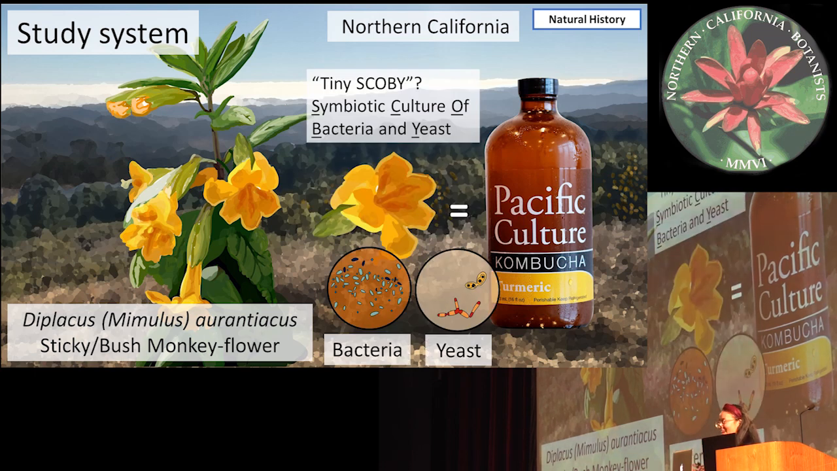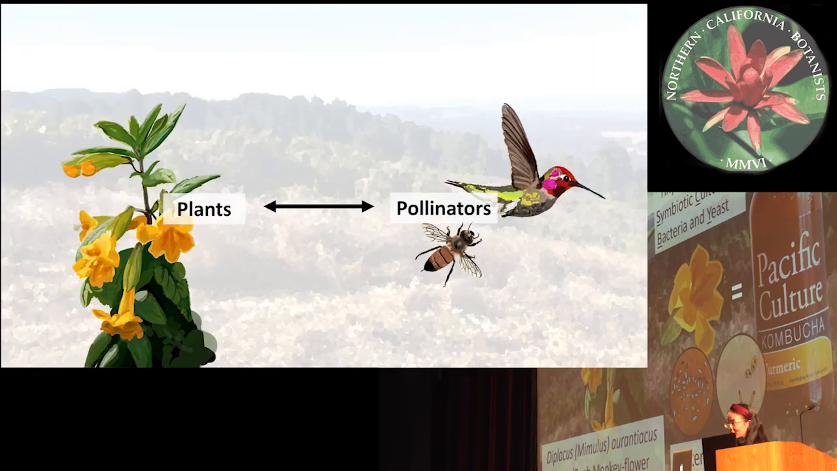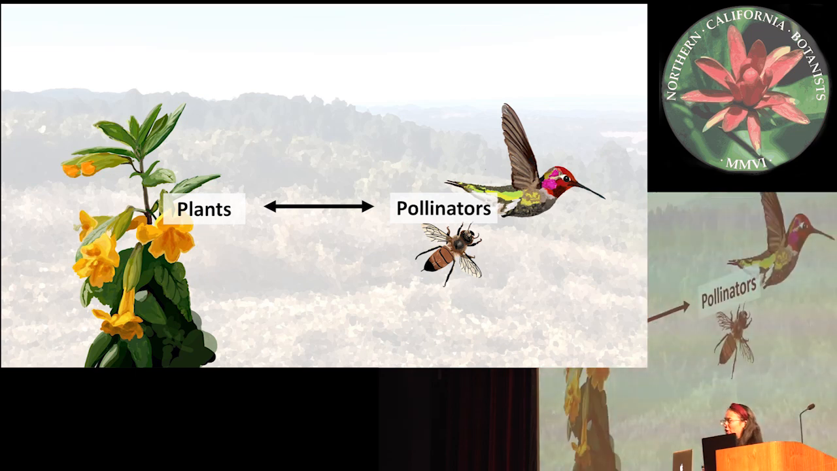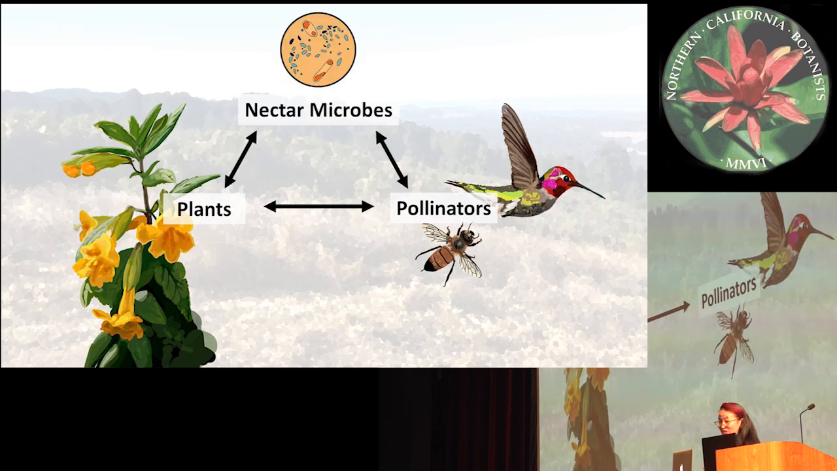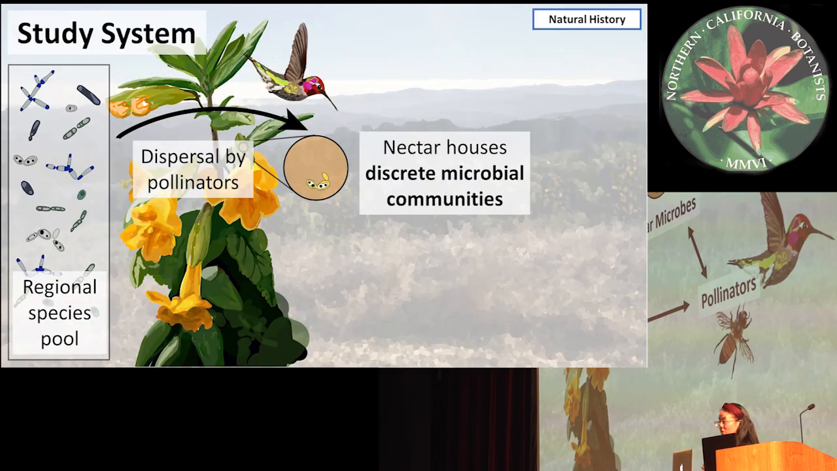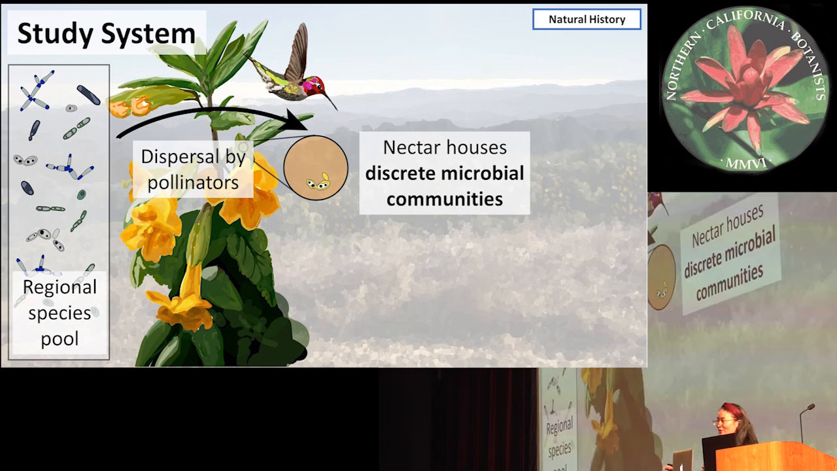And so you can think about nectar as tiny SCOBYs that have both bacteria and yeast living in them, and the ratio of bacteria and yeast and what kind of bacteria and yeast you have, as well as the type of nectar that the plant is making, really influences how that nectar tastes to pollinators. So this morning we heard a great session about the interactions between plants and pollinators. And so what I hope to convince you of today is that nectar microbes are a third interaction in this tripartite and not bipartite interaction, where not only are they impacted by plants and pollinators, but they actually impact plants and pollinators. So how does this work?